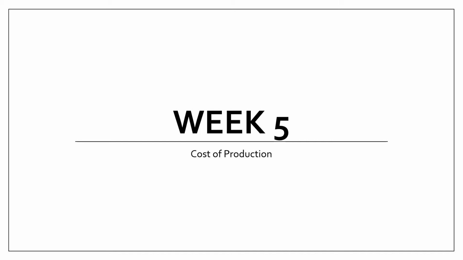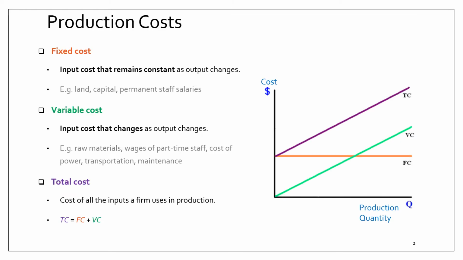In Chapter 5, we are going to learn different types of production cost. Production is a process of transforming input into output. In general, there are two types of production cost, namely fixed cost and variable cost. Fixed cost is input cost that remains constant when quantity of output changes. Examples of fixed costs include land, building, salaries for permanent staff, and capital such as machines.